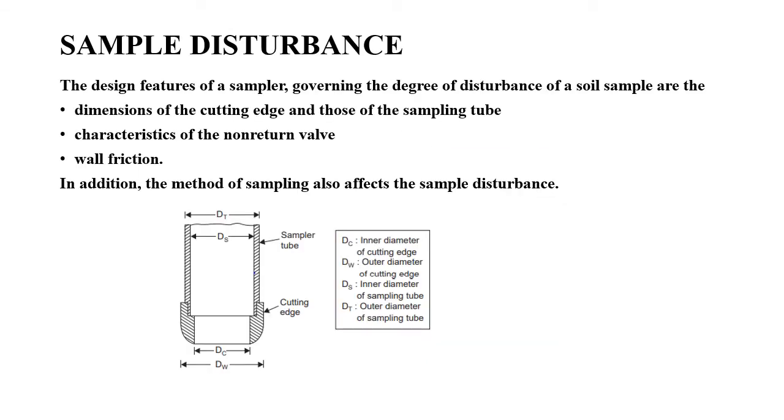Now there are many factors which cause disturbance to the soil sample which is collected into the samplers. Mostly those factors are related to the sampler dimensions and its characteristics. So the main design features of a sampler which have a possibility of causing disturbance to the soil sample are the dimensions of the cutting edge as well as those of the sampling tube.